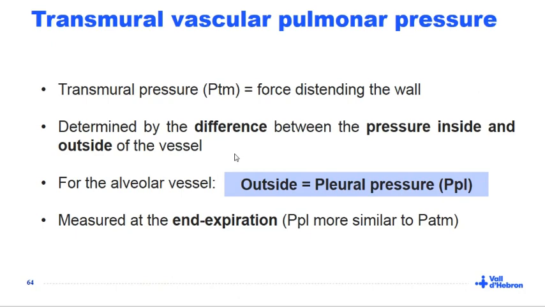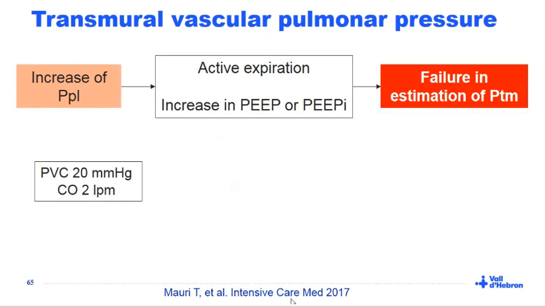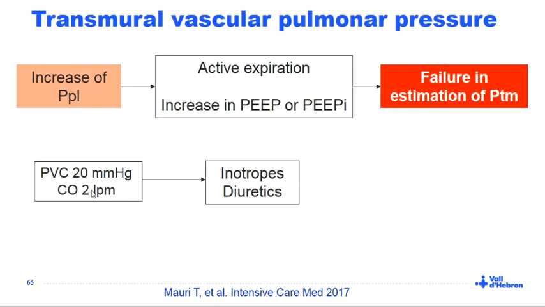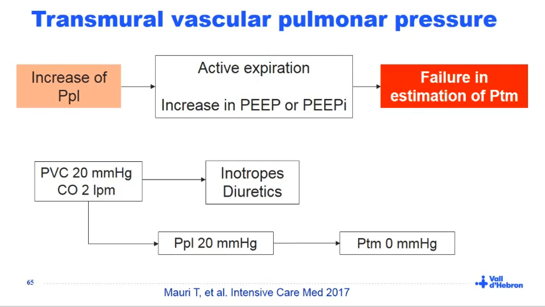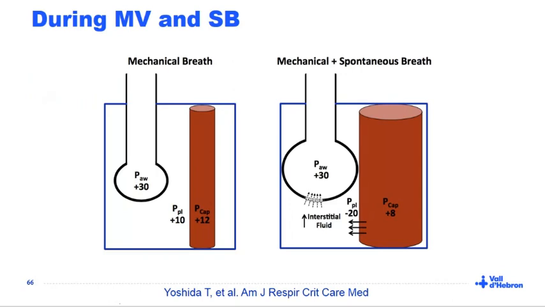And finally, if you have a pleural pressure, esophageal pressure catheter, another thing that you can measure is transmural pulmonary vascular pressure. This is extracted from the review from Tommaso. If you have an increase of pleural pressure due to an active expiration or an increase in PEEP or intrinsic PEEP, you may fail to estimate transmural pressure. For instance, if you have a CVP of 20 and cardiac output of 2, you may say maybe the patient needs inotrope or diuretics. But if I say that your pleural pressure is 20 and then your transpulmonary vascular pressure is 0, maybe you will give fluid. So different approach, different treatments, knowing only one parameter.